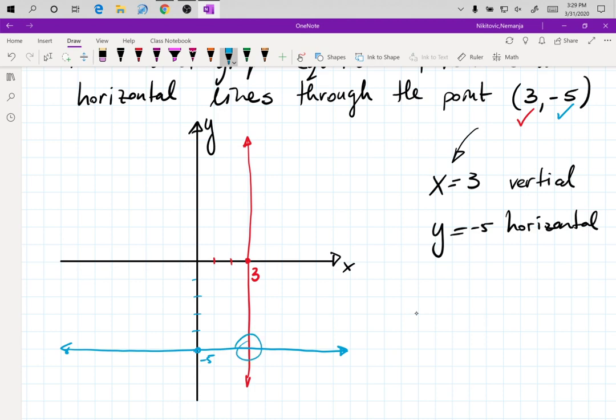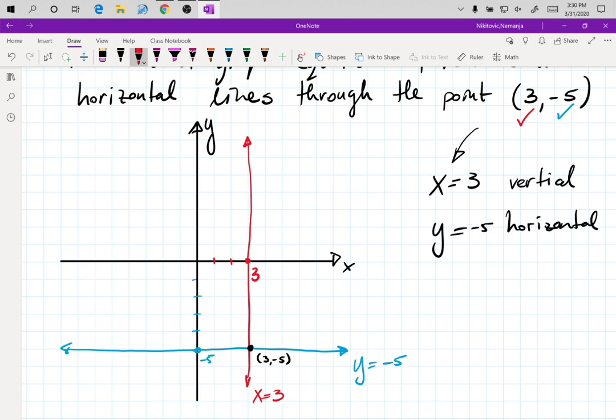The intersection point here is 3, -5, which is the point that is given to you. They intersect at 3, -5. So we have the blue equation to be y equals -5, and the red equation to be x equals 3. So that's it. That's all on horizontal and vertical lines.